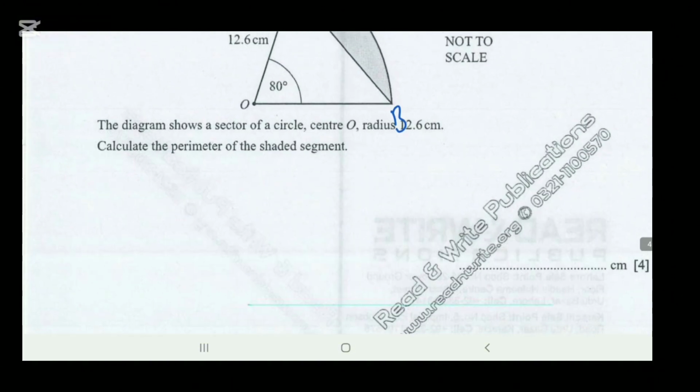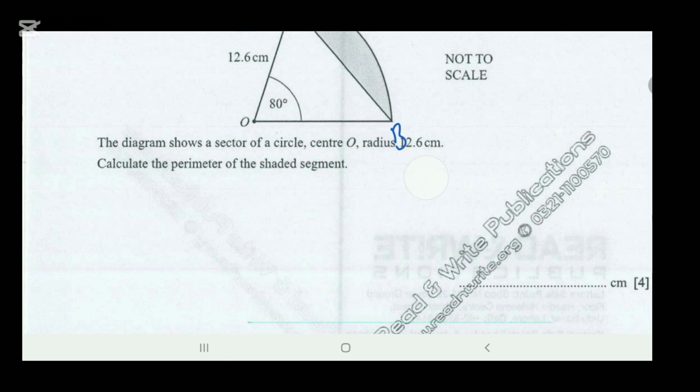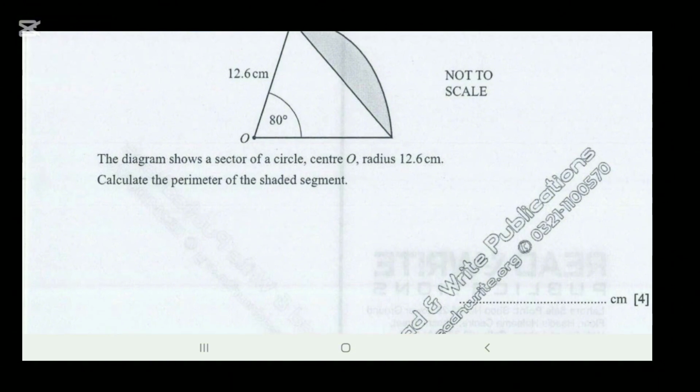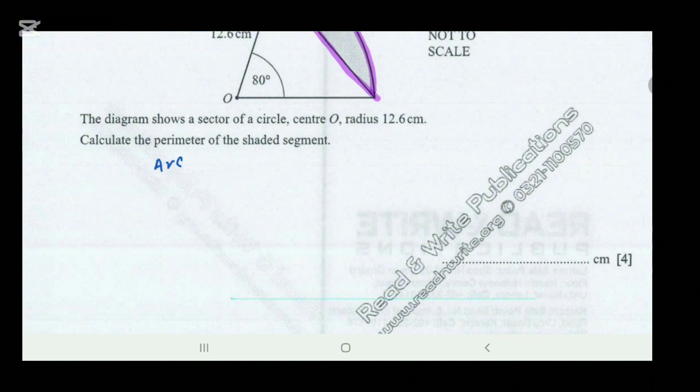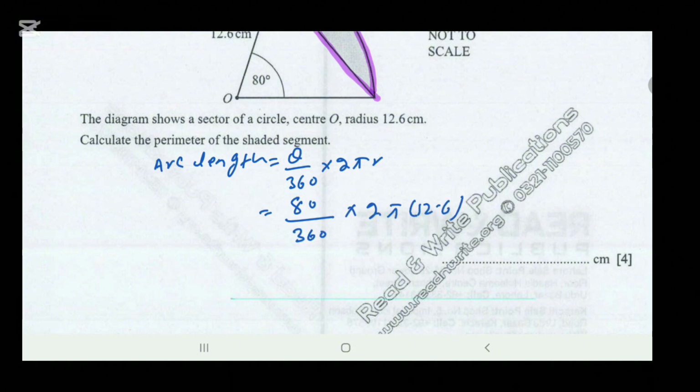Next question, the diagram shows a sector of circle center O, radius 12.6. Calculate the perimeter of the shaded segment. How to find the perimeter of the shaded segment? So shaded segment is this one, arc length plus this side of the triangle. So first of all we have to find arc length, that is theta over 360 into 2 pi r, and theta is 80, angle is 80, multiplied by 2 pi r, with r as 12.6.